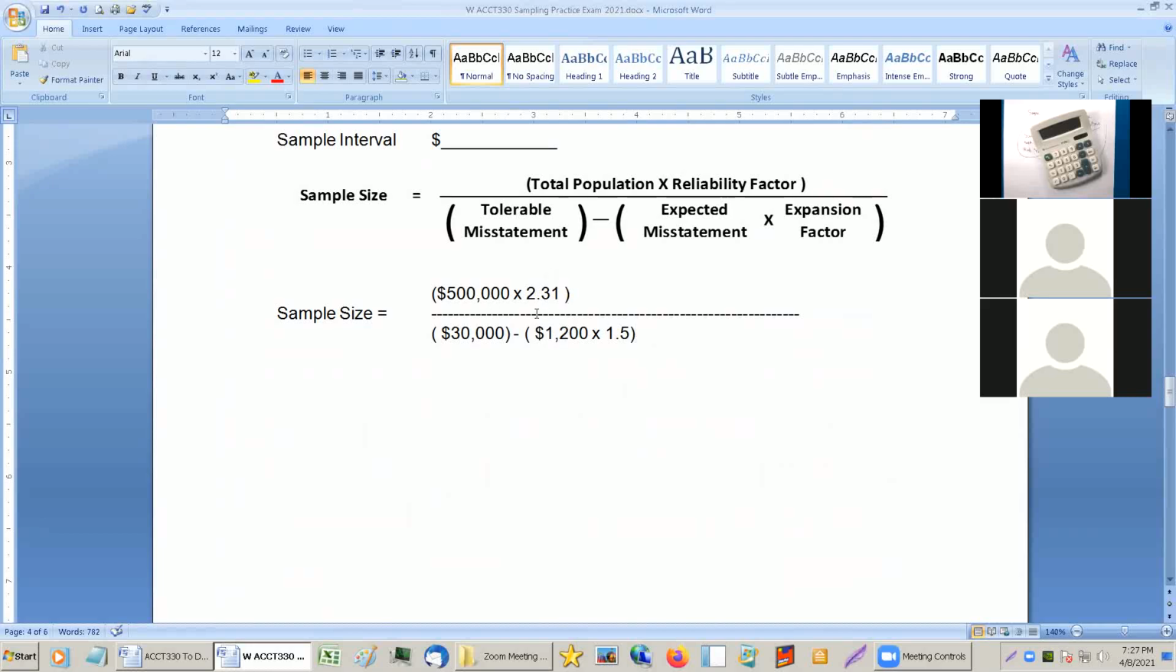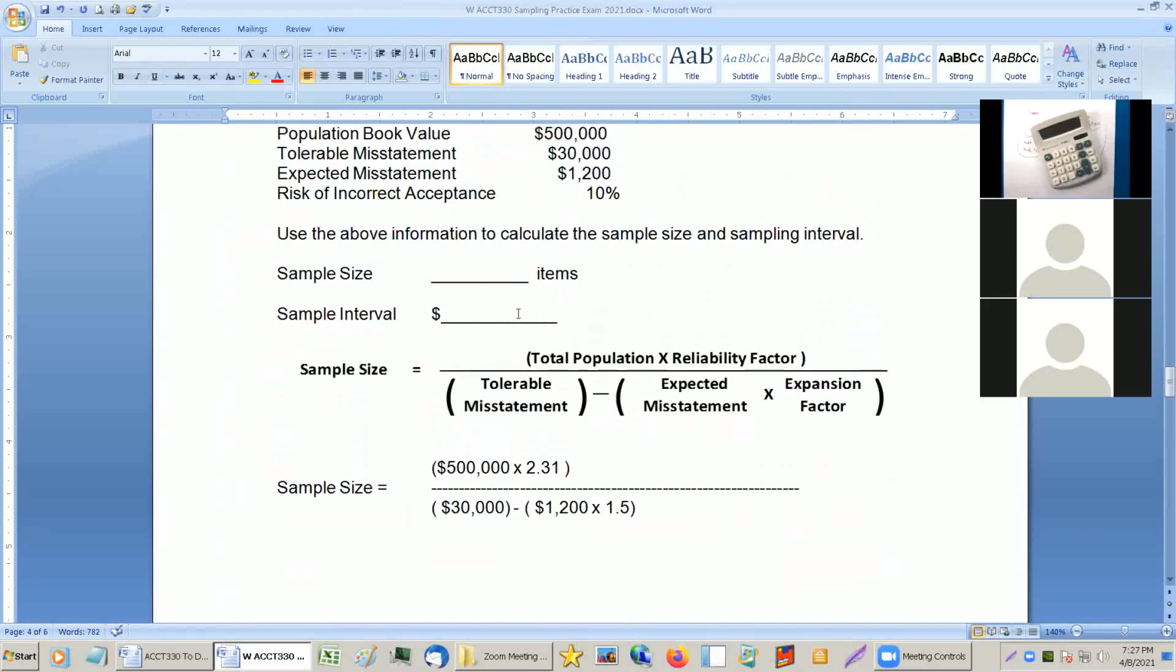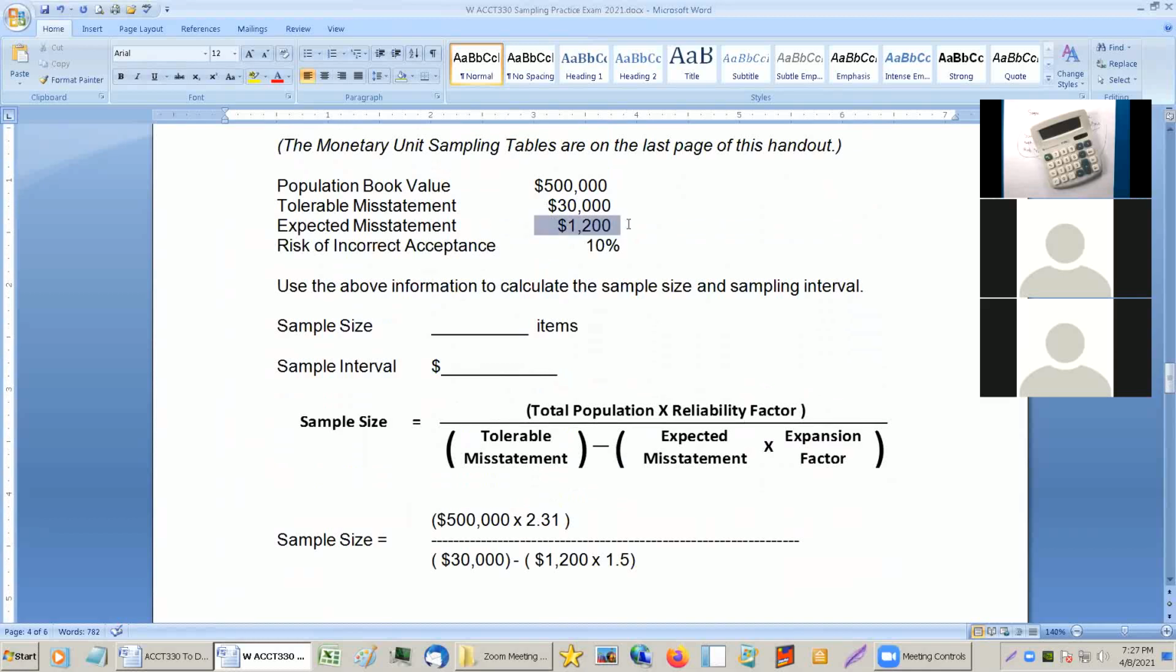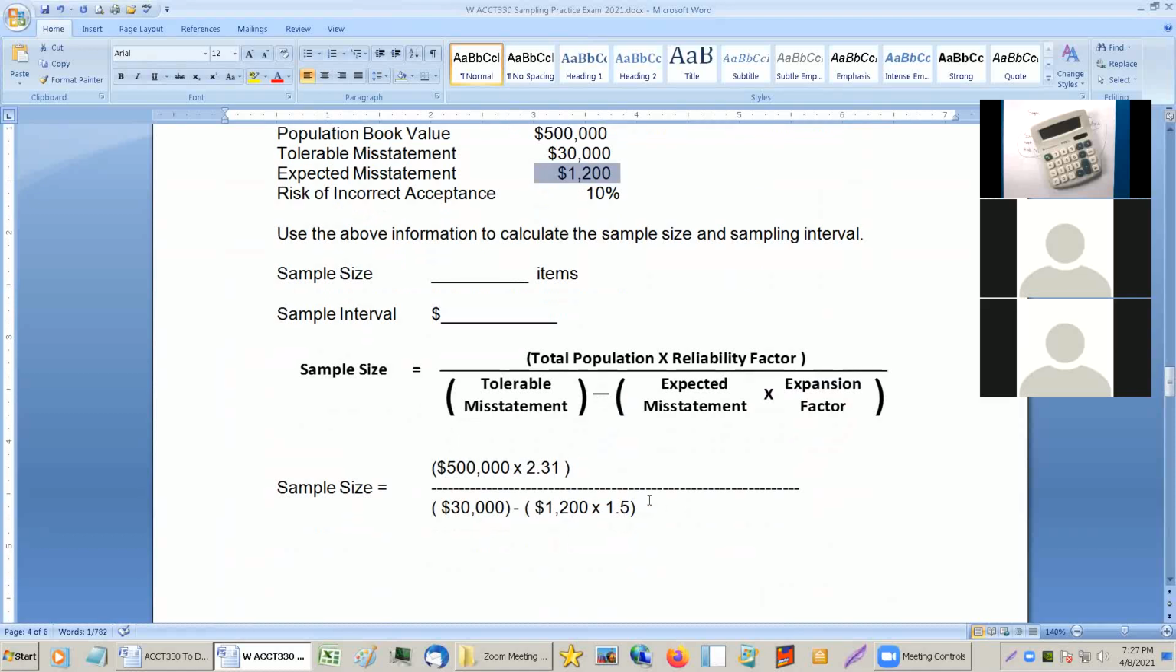Okay, now I'm going to tell you something else about this. Occasionally, if the expected misstatement was 0, you wouldn't need the expansion factor. I've seen exam questions where the expected misstatement is 0, and people start looking around for the expansion factor. You don't need it if there is no expected misstatement. So if this is 0, you don't need that number, right? Okay.